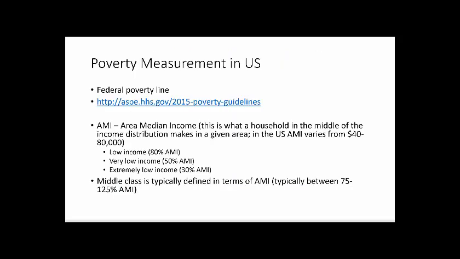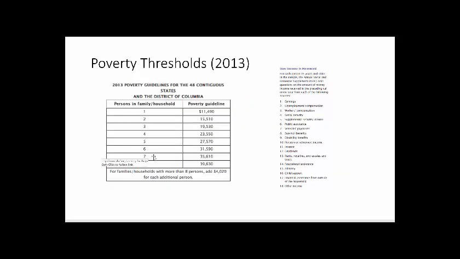So how do we measure poverty in the United States? As I mentioned earlier, there's a federal poverty line, and you can read about it if you want to, and the area median income measurement. The federal poverty line is the measure that is used across all of the states in the United States. So let's talk about that a little bit. The federal poverty line results in measurements like this.